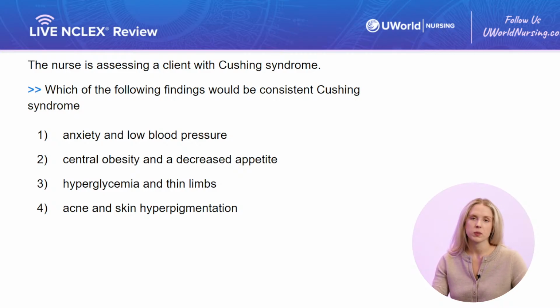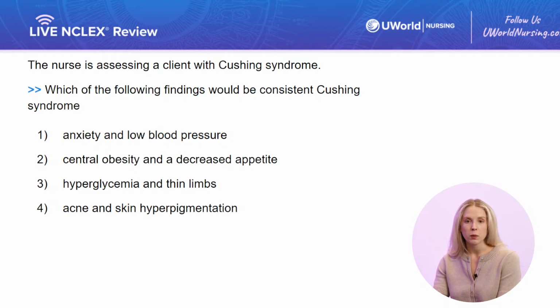Our correct option was option number 3. Remember, we're looking at Cushing syndrome or too much cortisol. So in option 1, we see anxiety, which is consistent with Cushing syndrome, but we see low blood pressure or hypotension. That is going to be consistent with Addison disease. We see hypertension or high blood pressure with Cushing. So because of that, we can cross off option number 1. Again, they both have to be right for that option to be right.